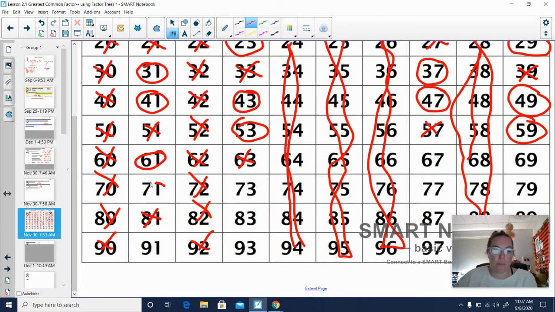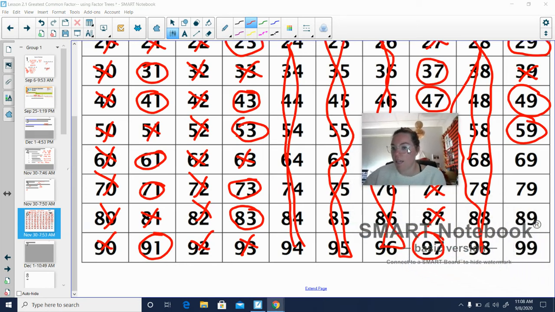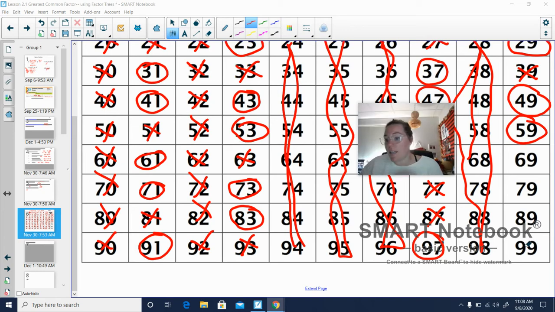61, prime. 73, 10, so prime. 83 is 11, so prime. 93: 9 plus 3 is 12, which means it's composite. 67 would be 13, prime. 77 is divisible by 11 because it's a double, so it's composite. 87 is 15, which is divisible by 3. 97 is 16, prime. 99 divisible by 11, so that one's out.